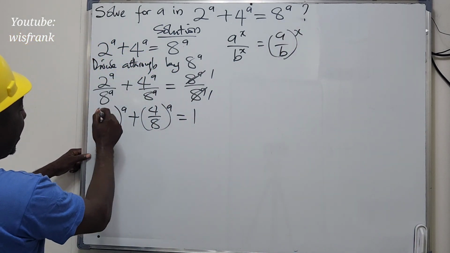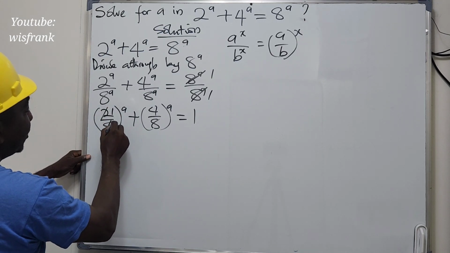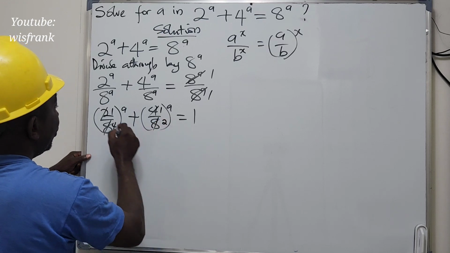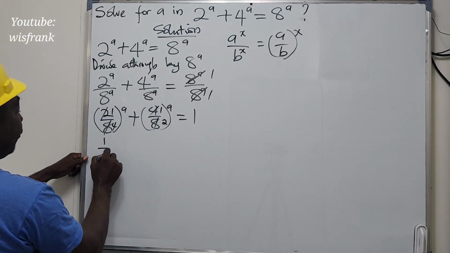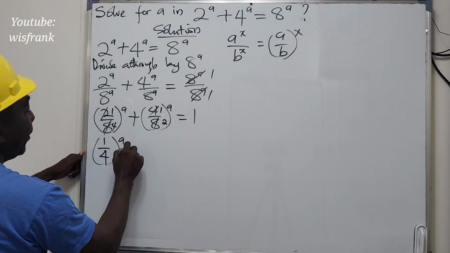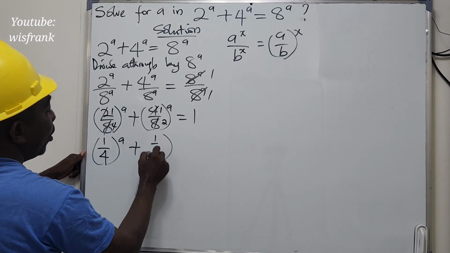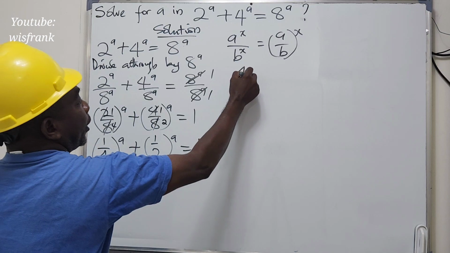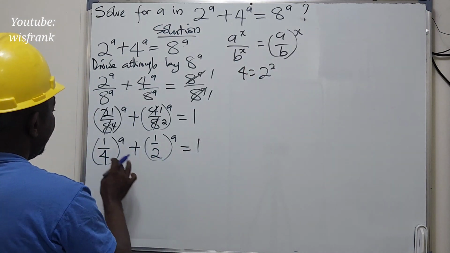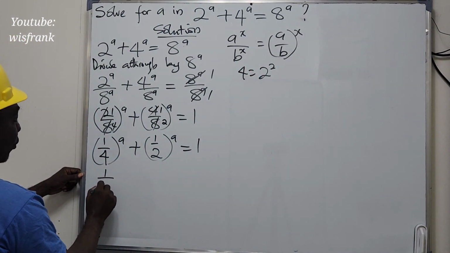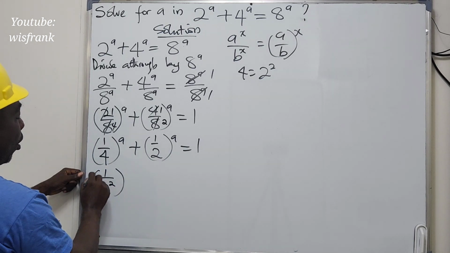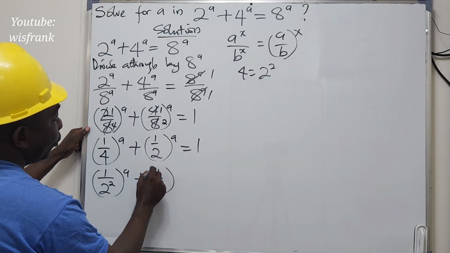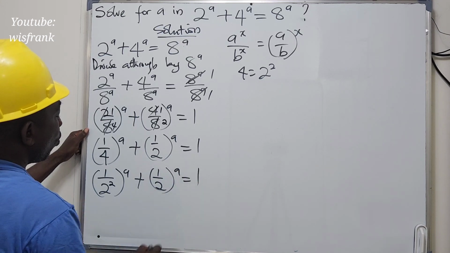So here 2 can cancel with 8 to give 1 over 4, and 4 can cancel with 8 to give 1 over 2. So we are now having (1/4)^a + (1/2)^a = 1. Here, 4 is the same thing as 2 to the power of 2. So this will become (1/2^2)^a + (1/2)^a = 1.